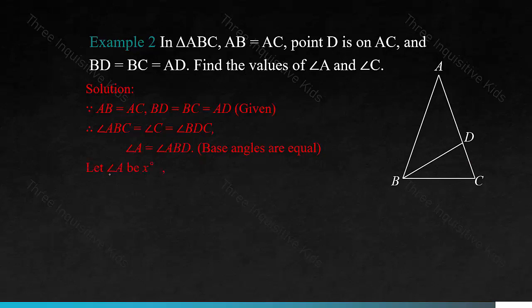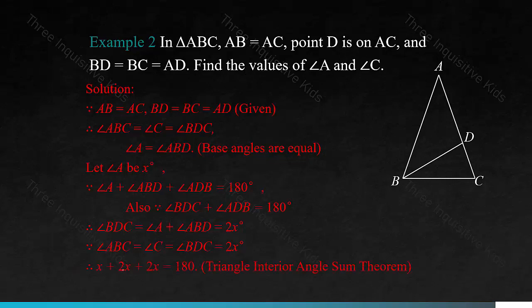So we can let angle A be x degrees. Here is where a little bit of algebra comes in. Because angle A plus angle ABD plus angle ADB equals 180 degrees, and also because angle BDC plus angle ADB equals 180 degrees, angle BDC would equal angle A plus angle ABD, which would equal 2x. Angle ABC equals angle C, which equals angle BDC, which equals 2x.